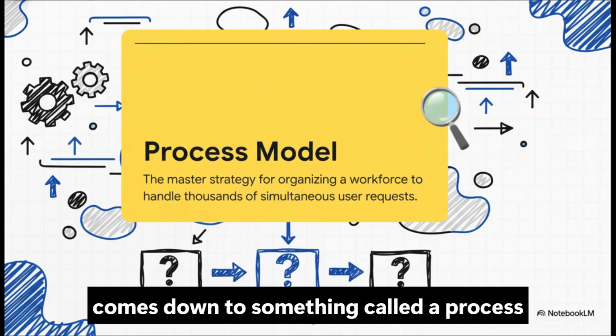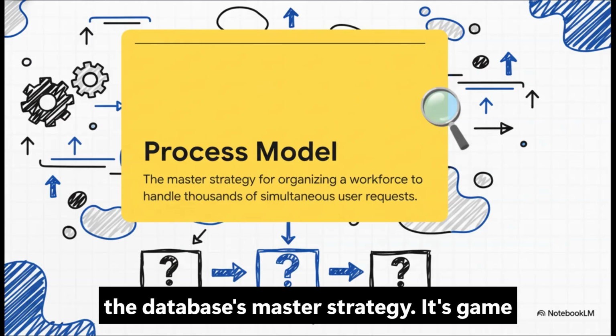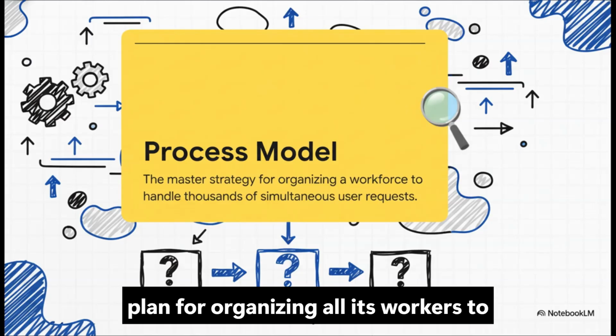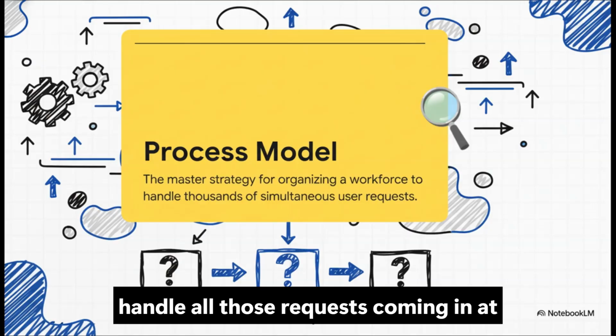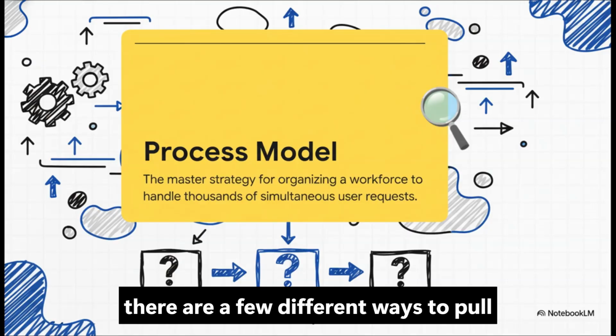Well, it all comes down to something called a process model. And that's just a fancy term for the database's master strategy, its game plan for organizing all its workers to handle all those requests coming in at the same time. And as you might guess, there are a few different ways to pull this off.